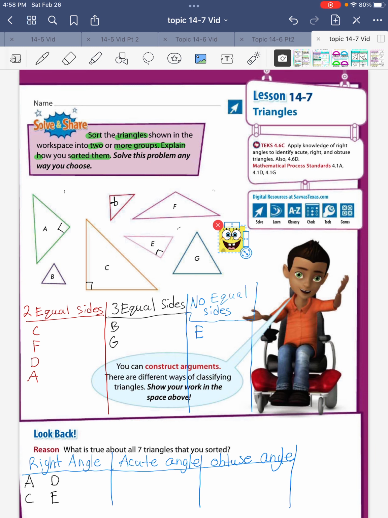So now let's go to acute angles. So I have B. SpongeBob cannot fit in this angle, so it's smaller than a right angle. It can't fit in it. So if SpongeBob can't fit in it, then that means that B is an acute angle. So I'm going to put B here. And I'm going to mark it off because I used this one. And I have F and G left.